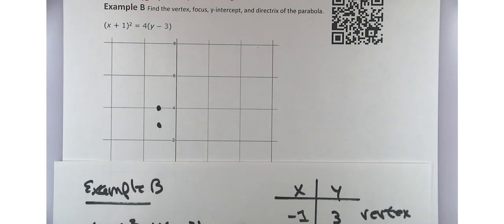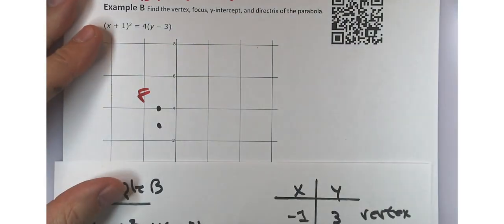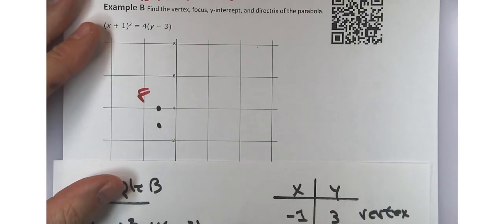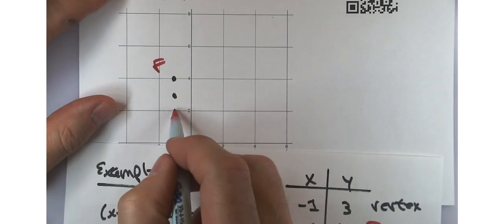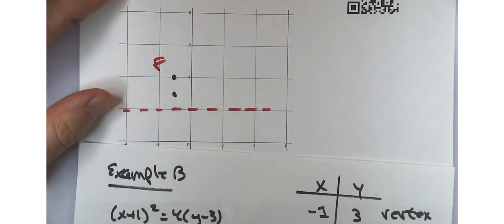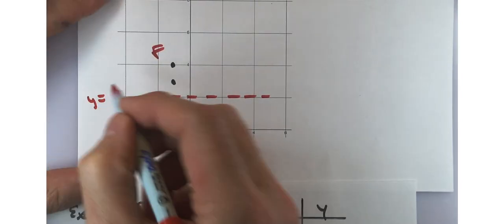But if I wanted to find the focus, I got to go up by 1. So that's going to be right here. What are the coordinates of that focus going to be? Yeah, -1 and 4 would be the focus. Down 1 is going to be the directrix. And that's going to have an equation. The equation of that directrix should be y equals 2.